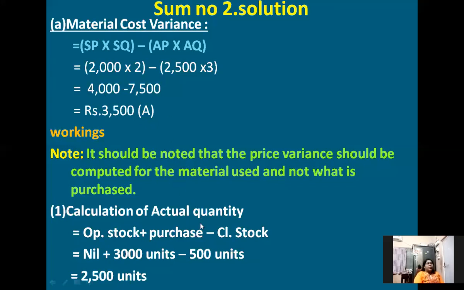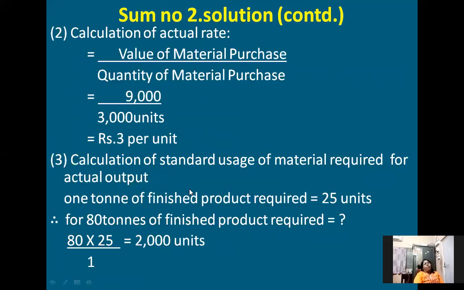We need to calculate the actual quantity, standard quantity, as well as the actual price. So without these three calculations of working notes, we could not do the material cost variance for this kind of problems.